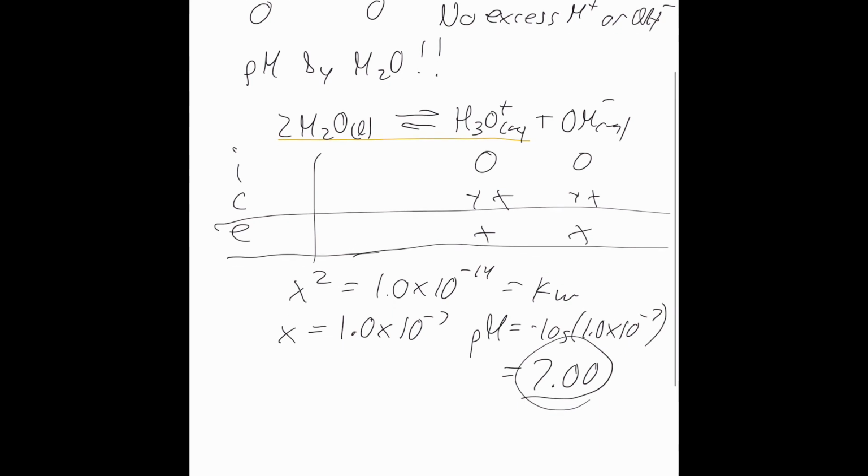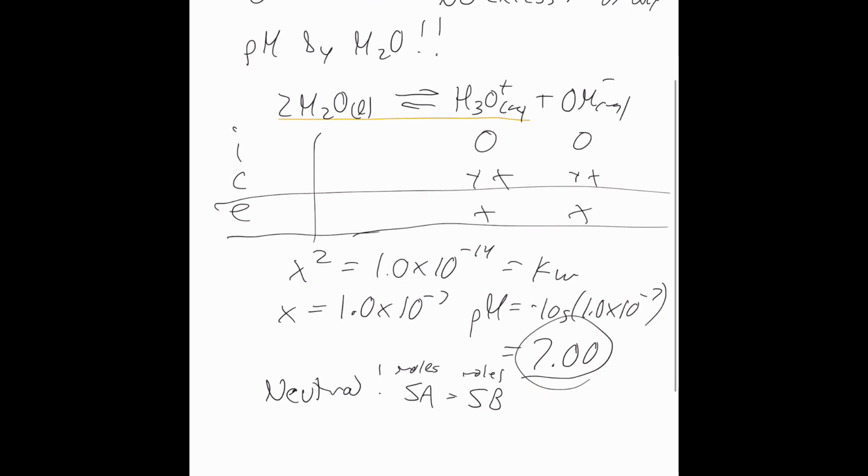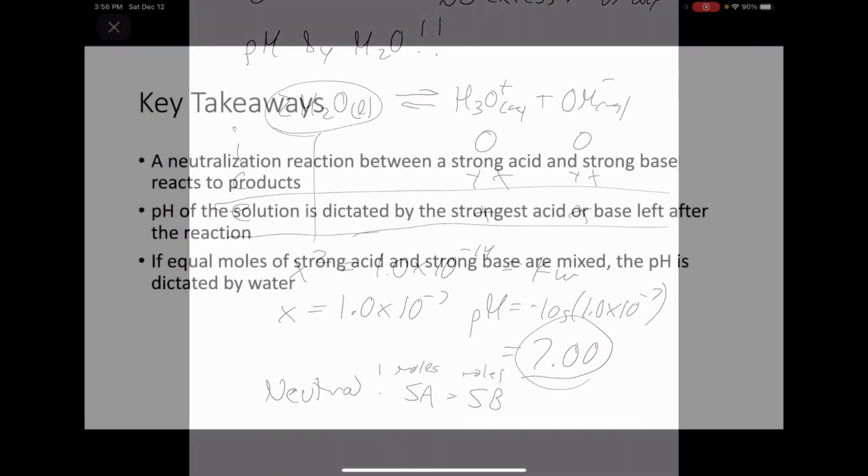So when we have neutral, strong acid equals strong base. So moles of strong acid, moles of strong base. And this is the kind of thing you used when you did acid-base titrations last semester. But the pH is now dictated by water itself. Water is the strongest acid and base left. And if that's the case, the pH is 7.